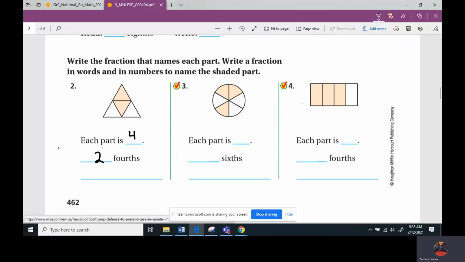And we write that as a fraction. It's 2 over 4. Here, each part is 1, 2, 3, 4, 5, 6. And we know 3/6 are shaded, or 3 over 6. Here, we know each part is 1, 2, 3, 4. We have 3/4 that is shaded. So it's going to be 3 over 4.